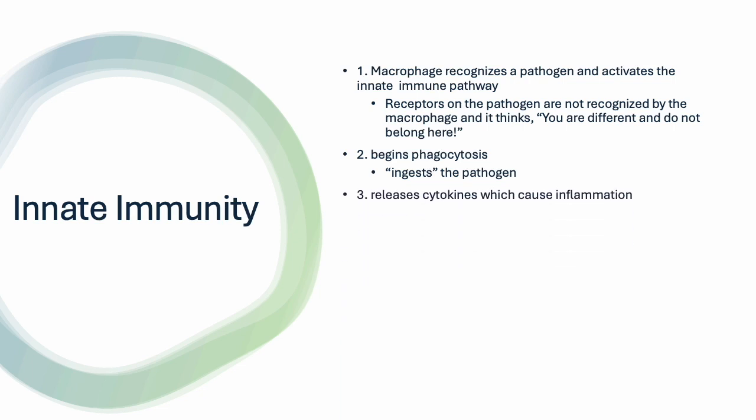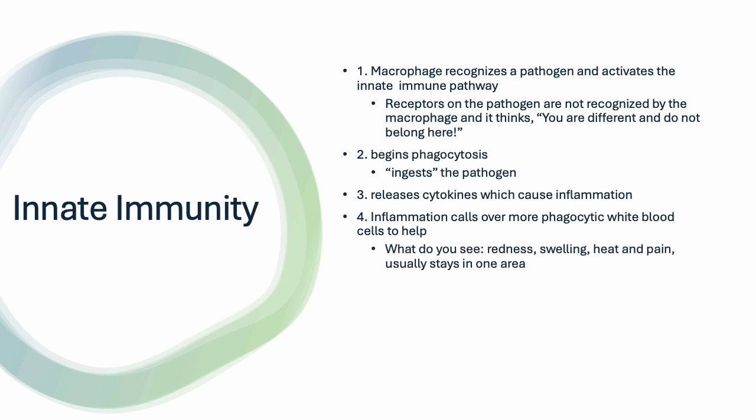After it does that, it releases cytokines, which can cause inflammation, and the inflammation is to help to contain the pathogen or infection. Inflammation calls over more phagocytic white blood cells to help. And what you see with inflammation is redness, swelling, heat, and pain. Usually it stays in one area.